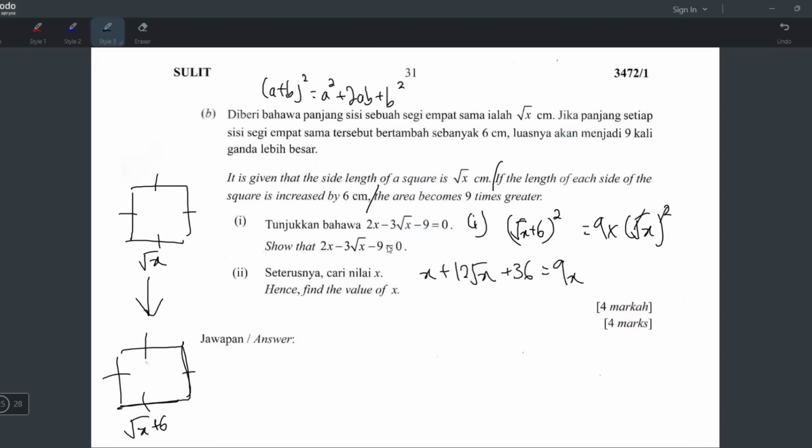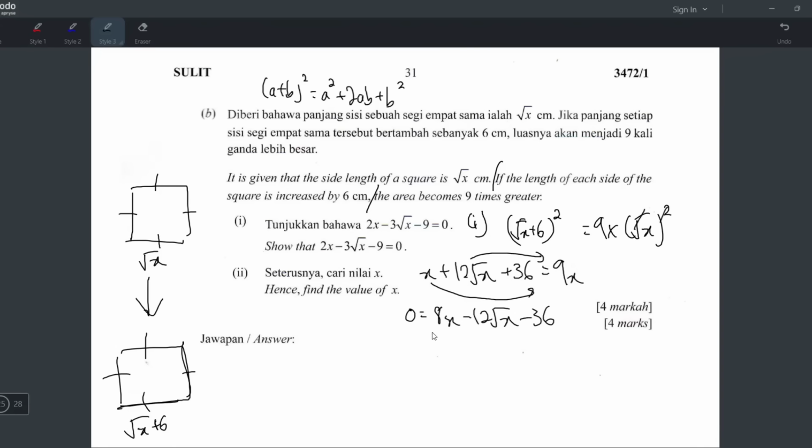So what I will do is arrange everything on one side equals 0. But I think it's better if I put everything on the right side, to make it positive. So plus x moves over to become minus 9x minus 1x is 8x. And then 12 square root x goes over there and becomes minus 12 square root x, and plus 36 moves and becomes minus 36.